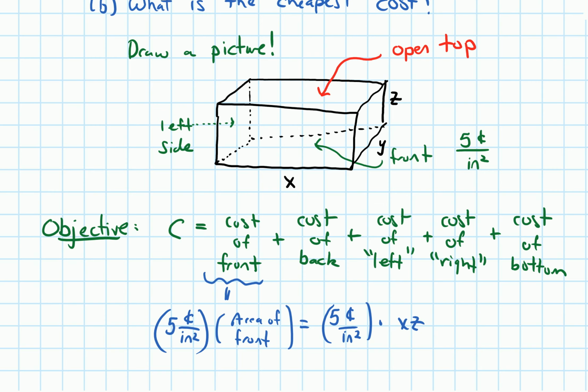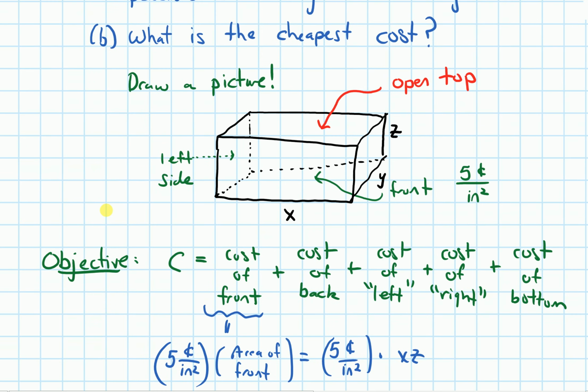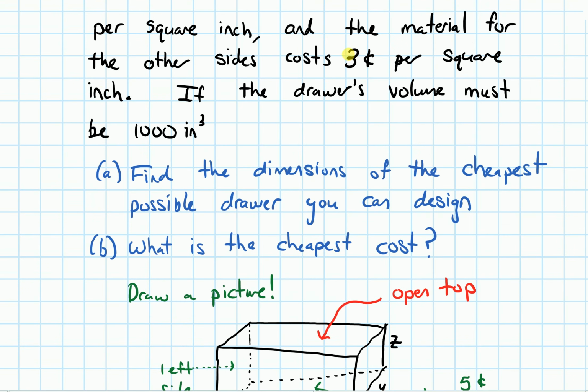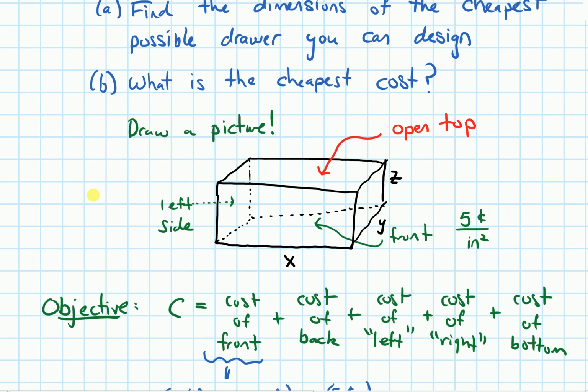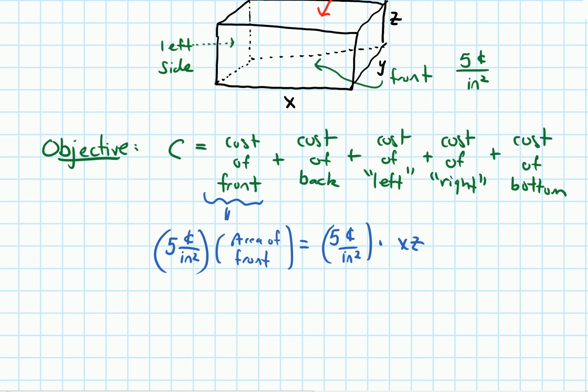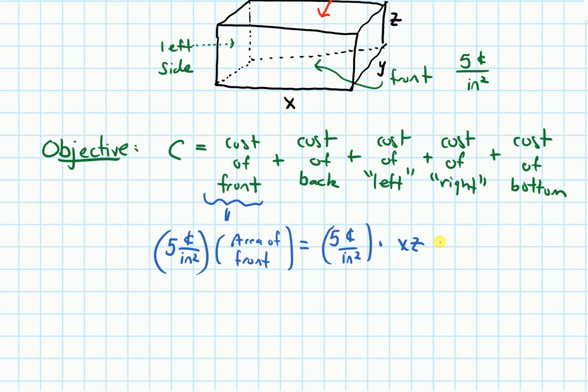Well, I know here we're using inches for the costs, 5 cents per inch squared, and the other cost was 3 cents per inch squared. But I noticed this question gives me information about the volume as well, and that's also in inches cubed. So let's continue to use inches. Okay, so this area would be in inches squared, xz inches squared.